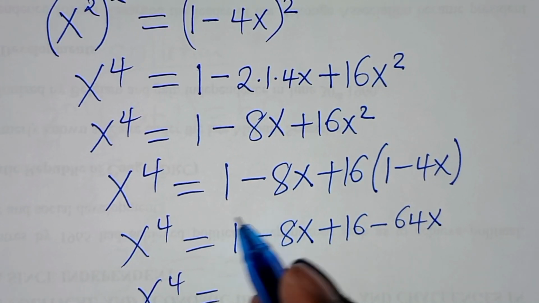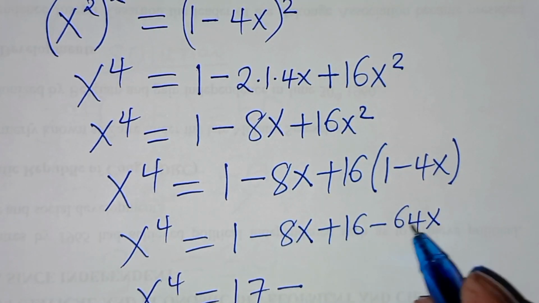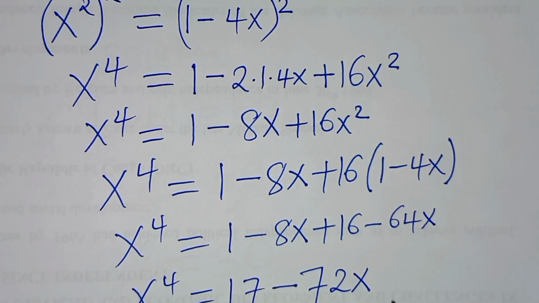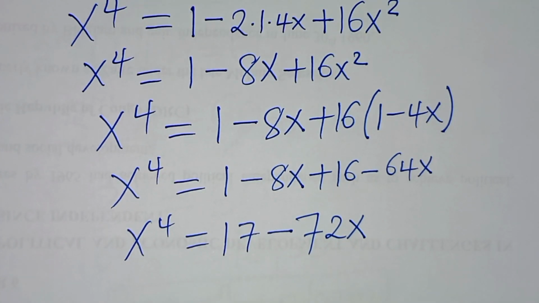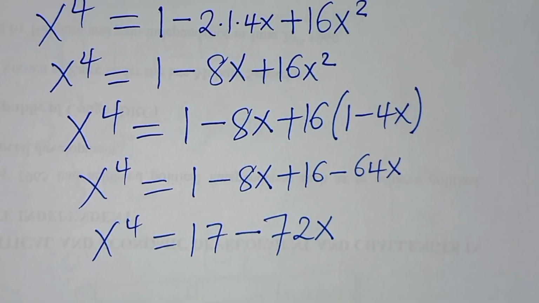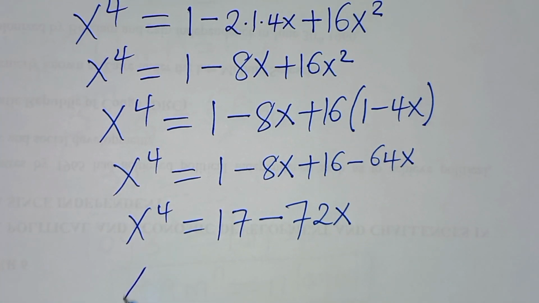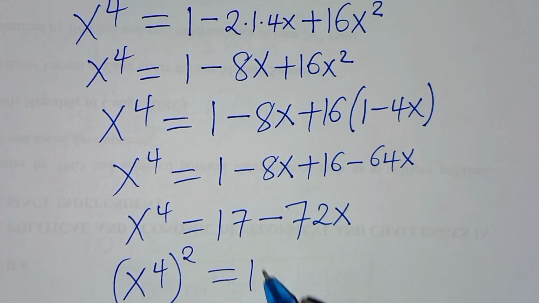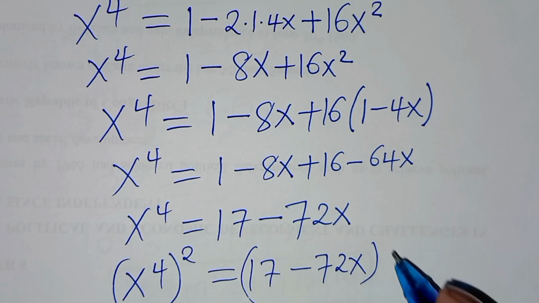So we'll have x to power 4 equal to 1 plus 16, this is 17, minus 8x minus 64x, this is minus 72x. So this is x to power 4. Now, still you need to expand because we need to get x to power 8. So x to power 4 raised to power 2 is equal to 17 subtract 72x raised to power 2.